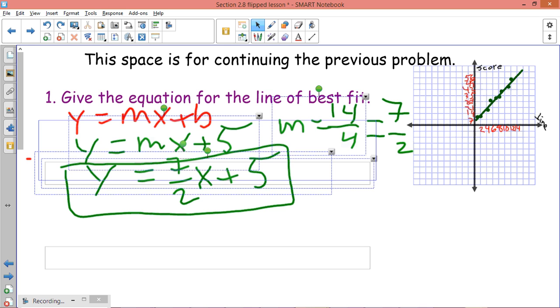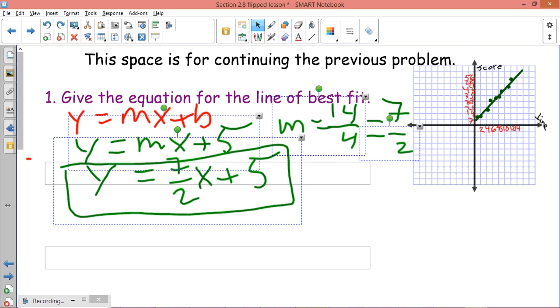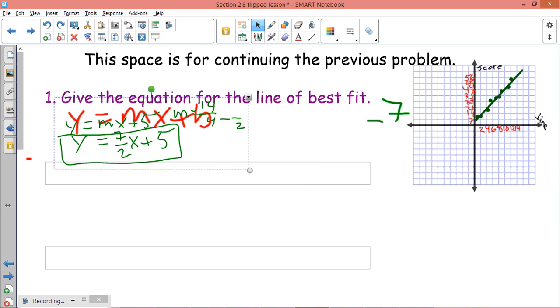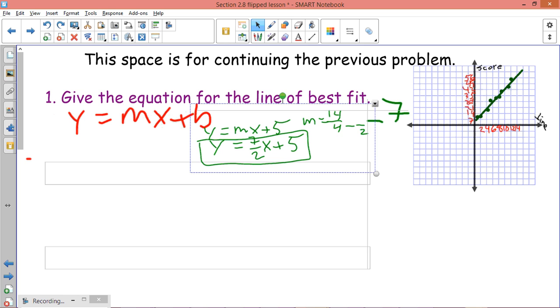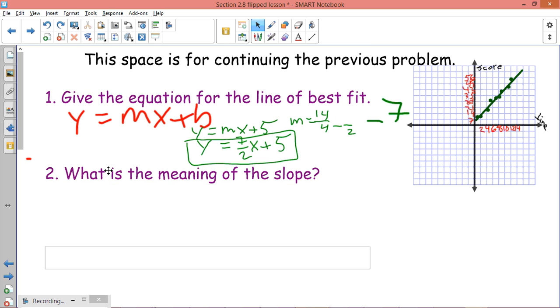Now let's see if I can do what I want to do here. Okay, and then I'm going to try to group all of this stuff, shrink it down so it's not right on top of the next question, which is, what is the meaning of the slope? This is a question that is often difficult for students. The slope represents your vertical change divided by your horizontal change. So how much I go up divided by how much I go over.